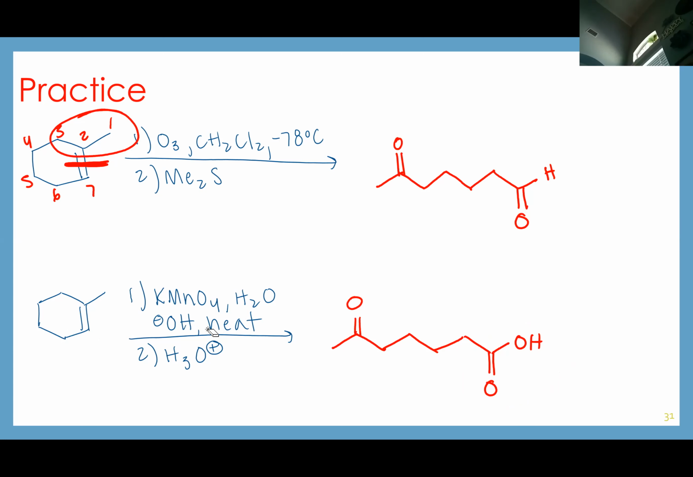It's because these are oxidative conditions. Potassium permanganate is an oxidant. We're not going to worry about the mechanism. It's not okay.